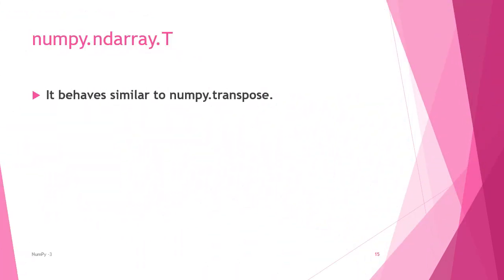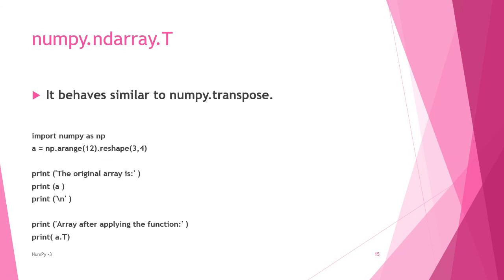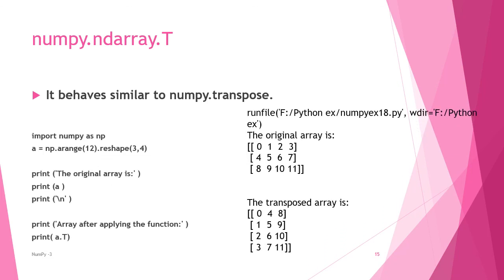There is another mechanism to perform array transpose. It behaves very similar to numpy.transpose. See the program and output. Instead of using numpy.transpose of the array, what we are doing is, if A is the array, A.T will perform the transpose operation. Very much similar to the transpose function, but we can use this A.T more easily than the transpose function.